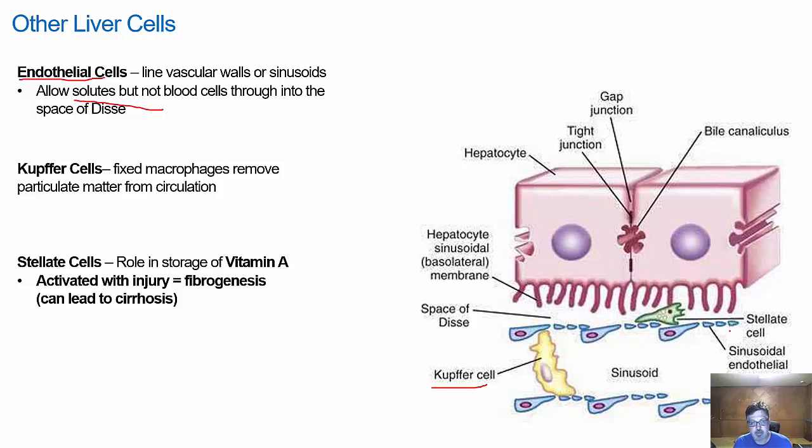Of course, we don't want to forget about our stellate cells. And here's a stellate cell, and you can see inside these little tiny lipid droplets. And that's because it has a role in the storage of vitamin A. Now, one thing you will notice is that these guys do become activated with injury. Things like cirrhosis, for example, make these guys become activated, and they will start to lay down a layer of collagen, and this is going to result in fibrogenesis of the liver.